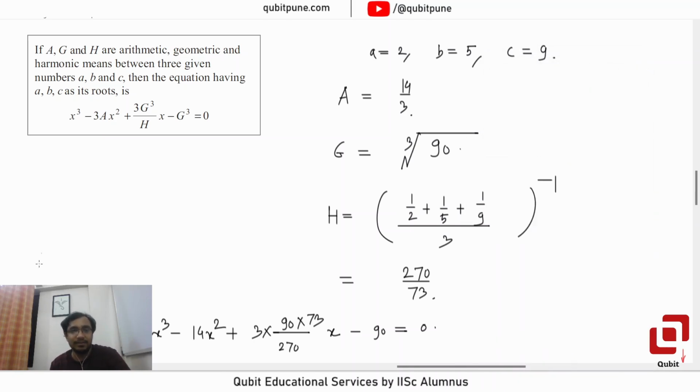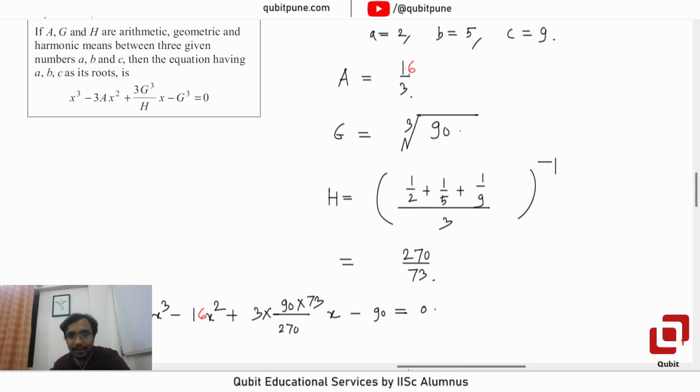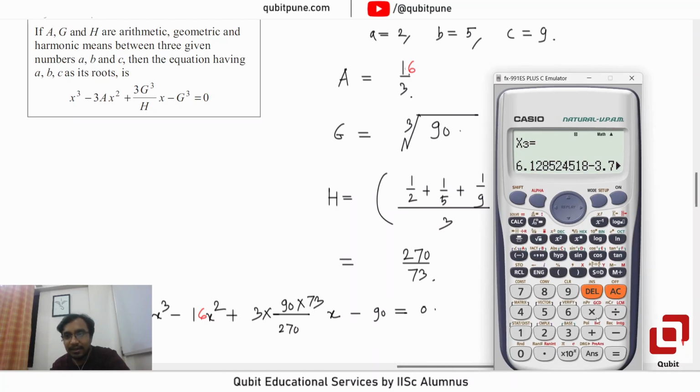Oh, my arithmetic mean itself is wrong. Sorry. It should have been 16. My bad. It should be 16. Okay, everything else has been calculated on calculator, so should be right. So I just need to change my B to negative 16. Yeah, see 952. Okay, first root is 9, second root is 5, third root is 2.